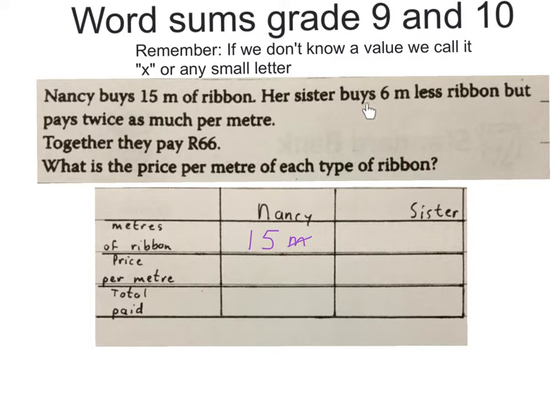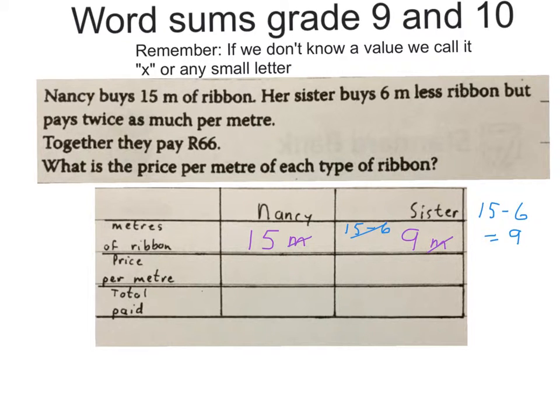It says her sister buys 6 meters less ribbon. So that we can quickly work out with the calculator or with our heads. Knowing that she bought 15, we're going to work out how much the sister bought. This we can do somewhere else, or in the block here, or on a calculator. But what's important now is to have the 15 meters over here that Nancy bought, and the 9 meters that her sister bought. The next thing you're supposed to see is that the sister paid twice as much per meter.